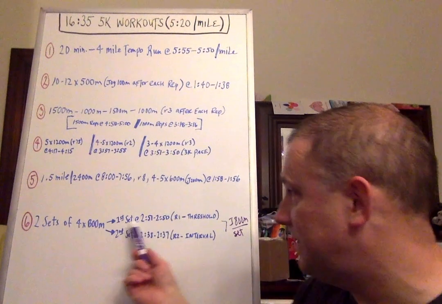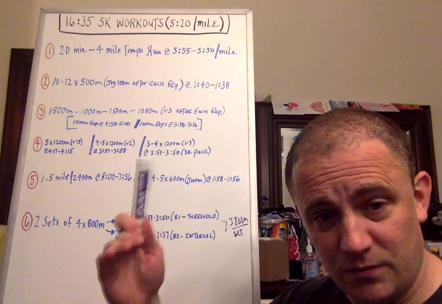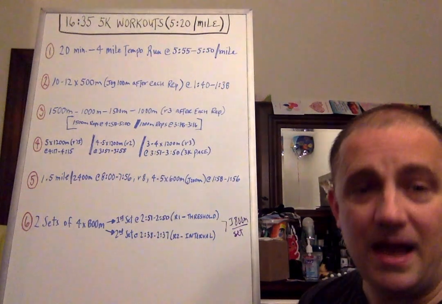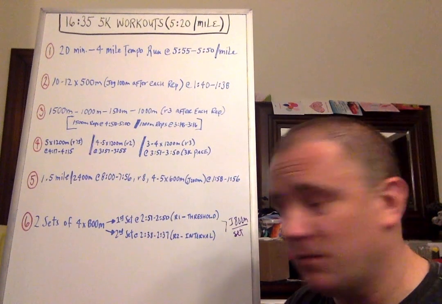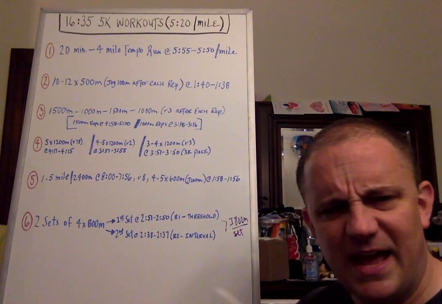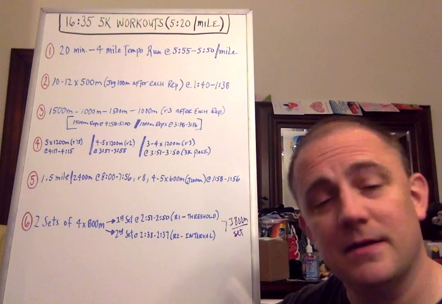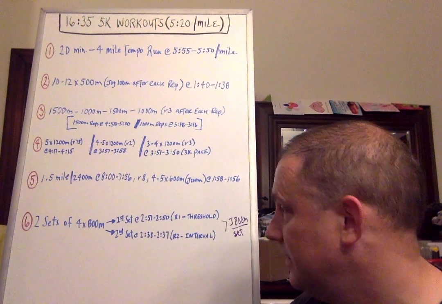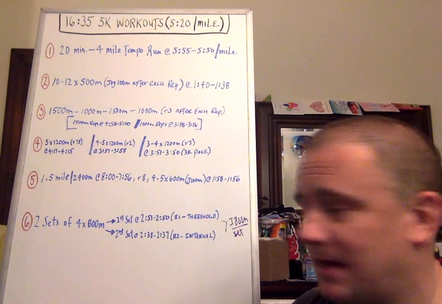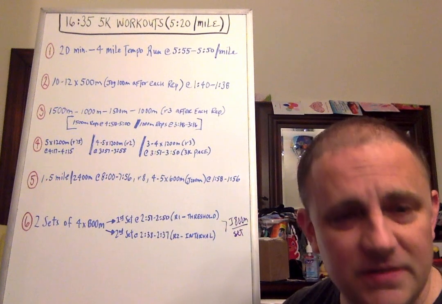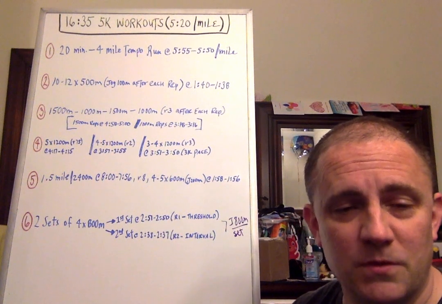So the first set's done at threshold pace, slower than race pace. The second set is done at race pace or slightly faster with a 2 minute recovery. And then you're jogging 800 meters and about 6 minutes. Sometimes you might need 8. Some athletes might need a little bit more. That's fine. 6 to 8 minutes of active recovery in between the sets, okay? Total of 8 times 800 meters, 6,400 meters worth of running.